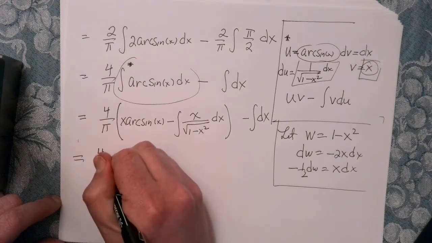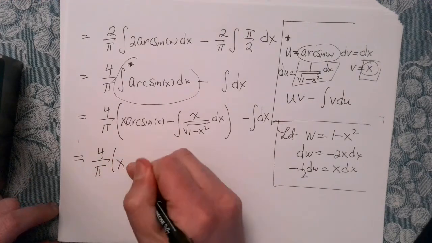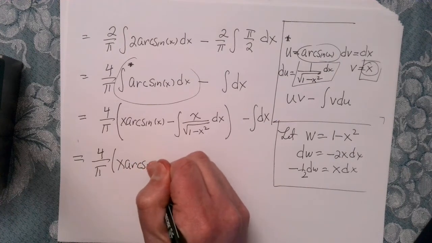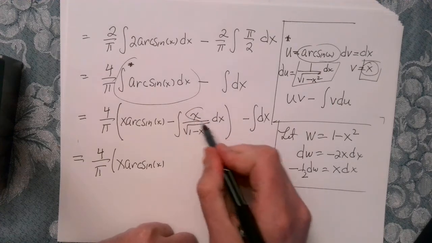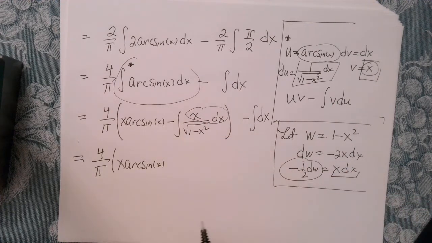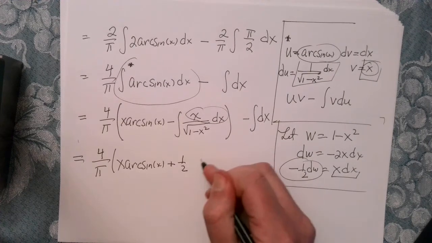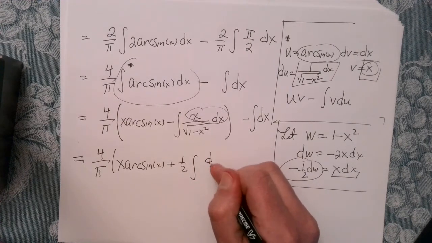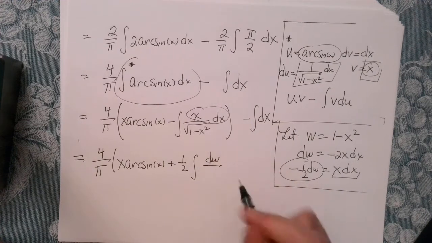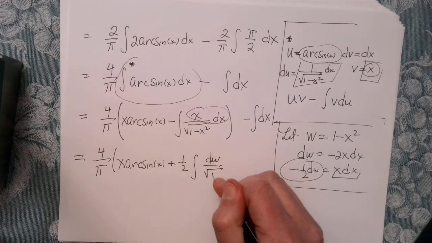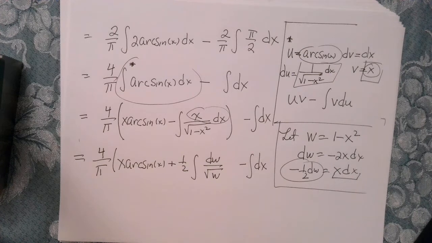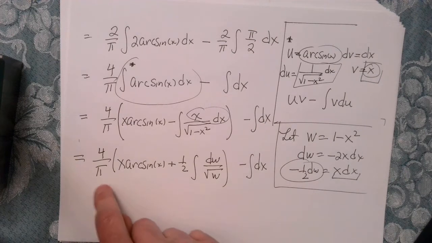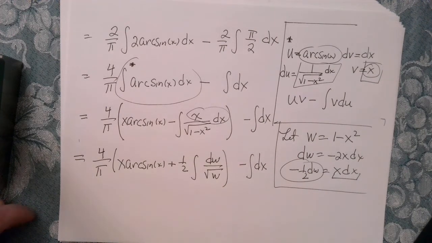So we still have 4 over pi times x times the arcsine of x, that was from before. And then here I want to be careful, because replacing this is exactly this quantity. So I'm going to have a plus 1/2 dw, and then downstairs is going to be the square root of w. Okay, so that actually doesn't seem too bad. I need to remember that all of this is affected by 4 over pi. Okay, so that's much better than it was.